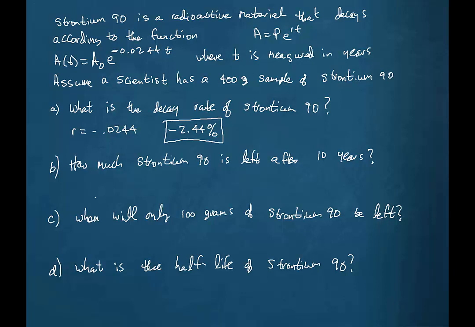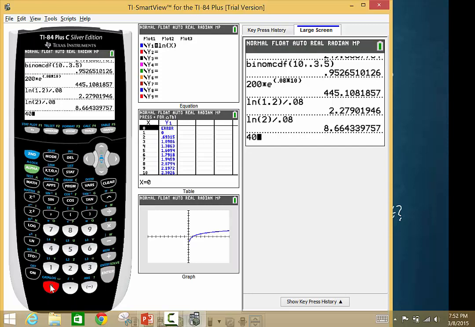How much strontium-90 is left after 10 years? So we're finding A(10), the future value after 10 years. That's going to be equal to the initial quantity, which in this case is 400 grams, and then we'll multiply that by e raised to the minus 0.0244 times 10. So we'll go 400 times second natural log.